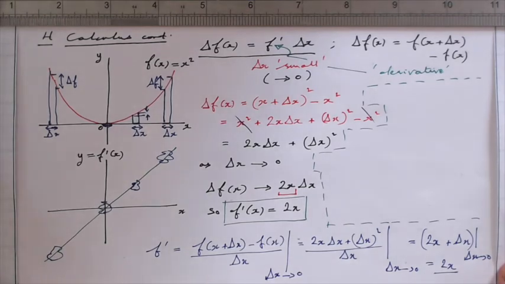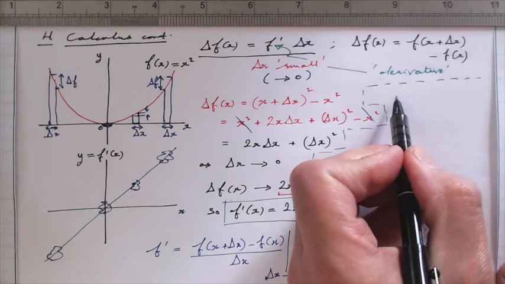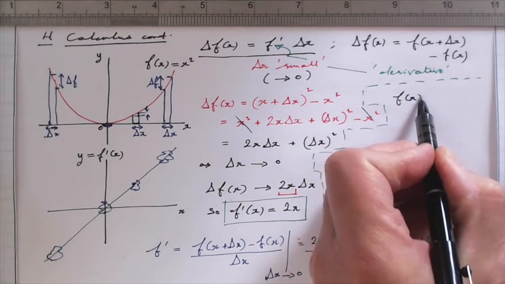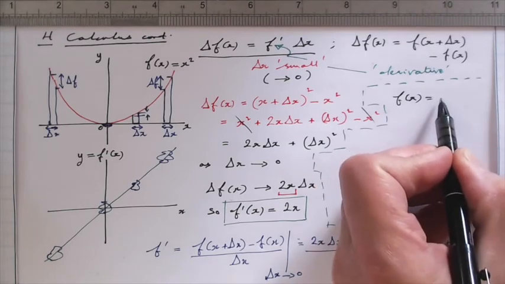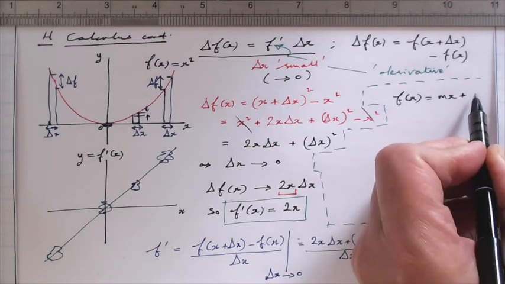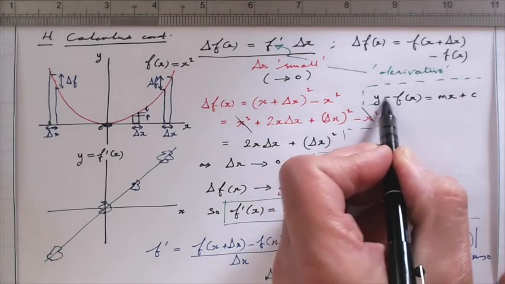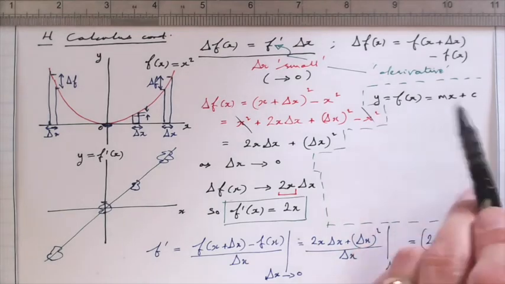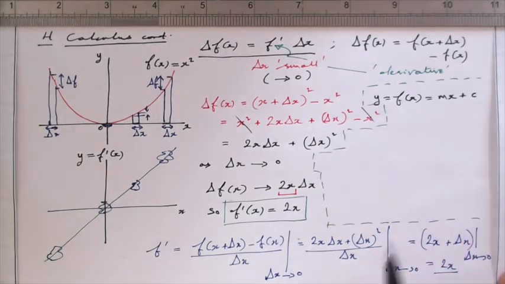Okay, good. Let's actually take a simpler function. Let's take a straight line. So let's look at the function f equals a gradient times x plus a constant. That's our old friend from National 5 Maths, y equals mx plus c, the equation of a straight line.